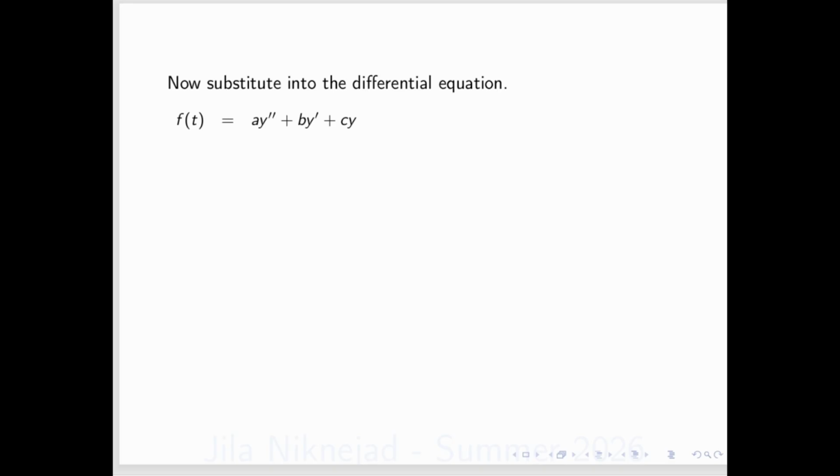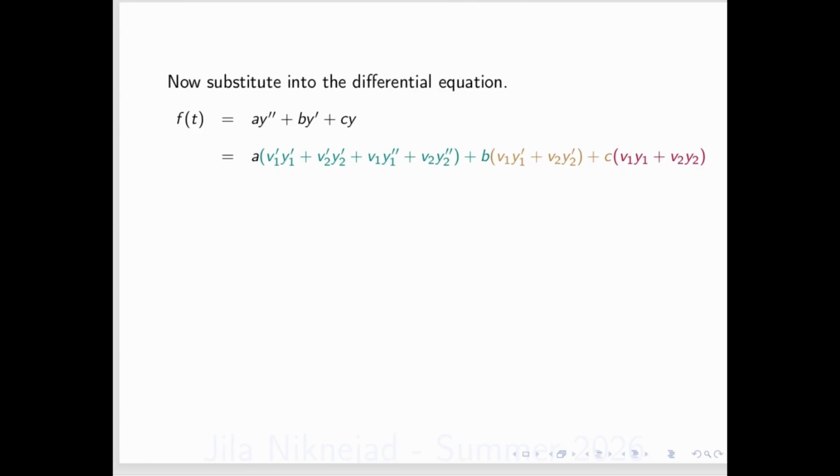Now substitute into the differential equation. I rewrote the forcing term on the left side so that we can set everything equal to each other. So f of t equals a y double prime plus b y prime plus c y. That is a times the second derivative of yp, so plug that in, plus b times the first derivative of yp, plus c times yp itself.